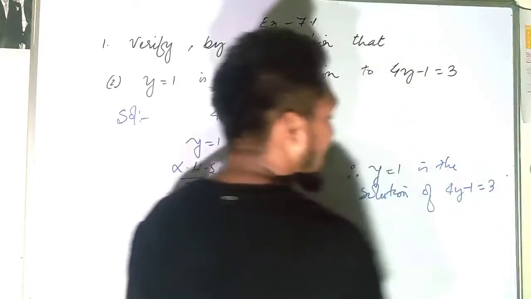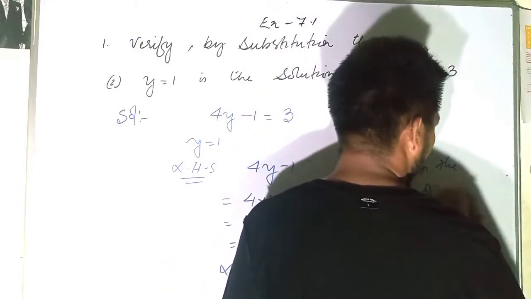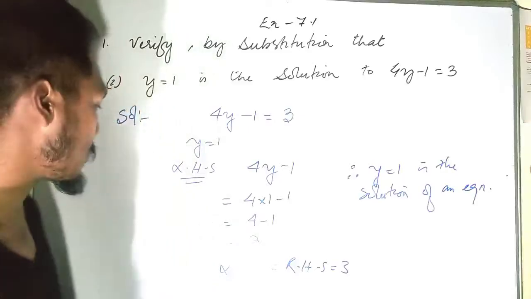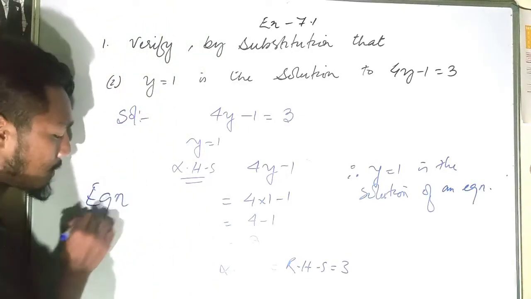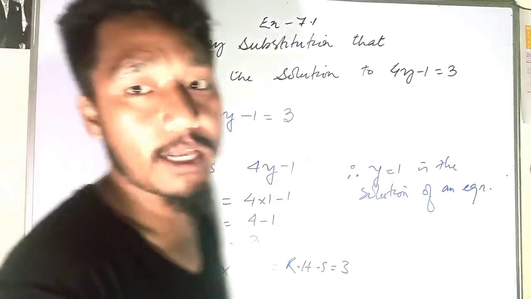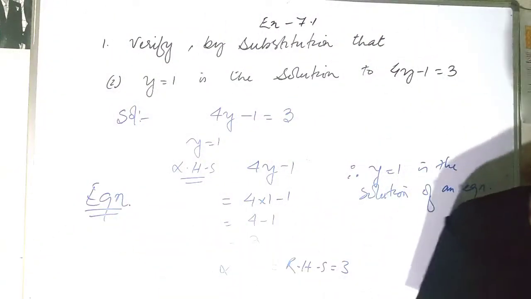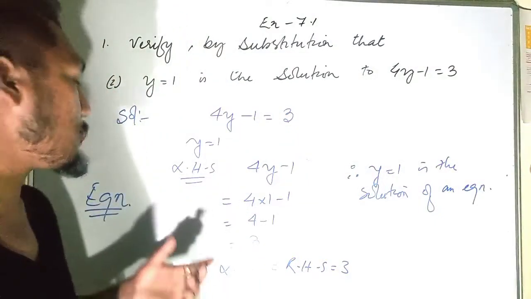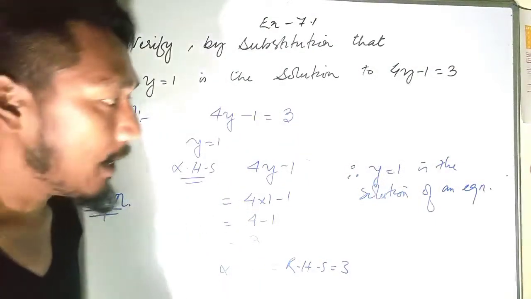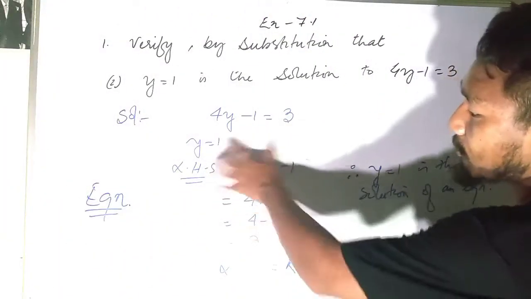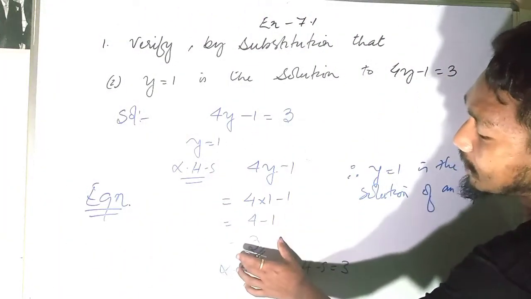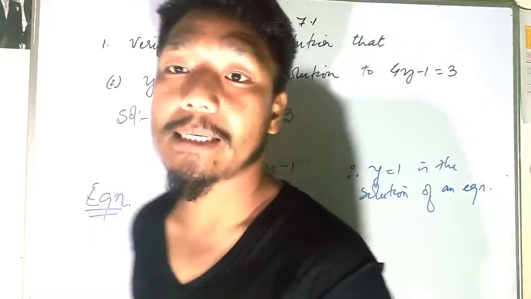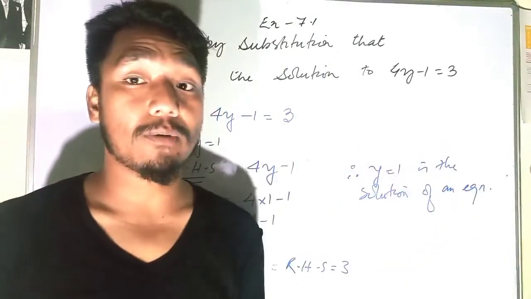Is the solution of the equation, or you can write solution of an equation. In the short form we used to write equation as EQN with a full stop. So that is how we represent the equation. Since we put the value of y and calculate, we get 3 on the left hand side, and this 3 is exactly equal to the right hand side. That means y is equal to 1 is the solution of the equation.